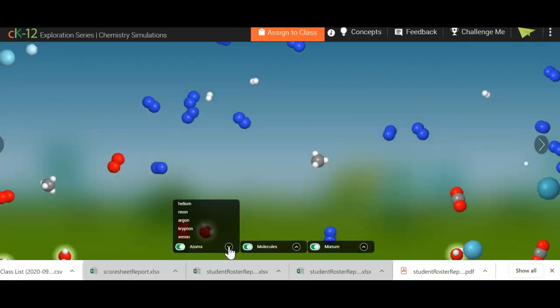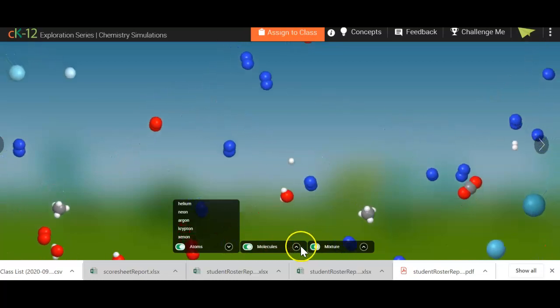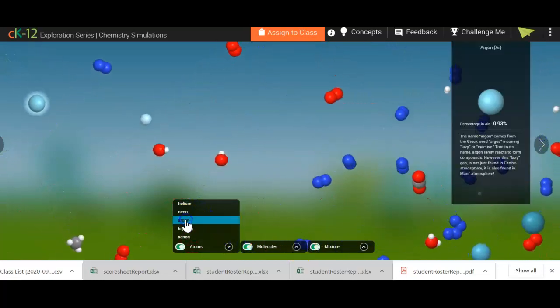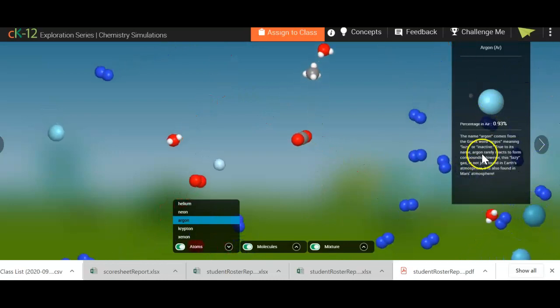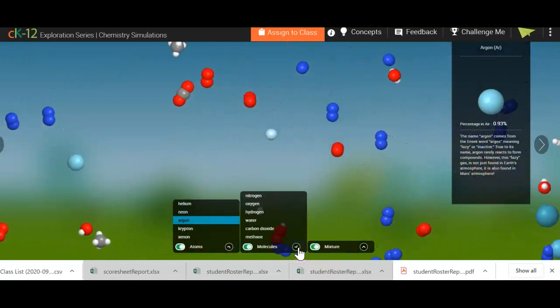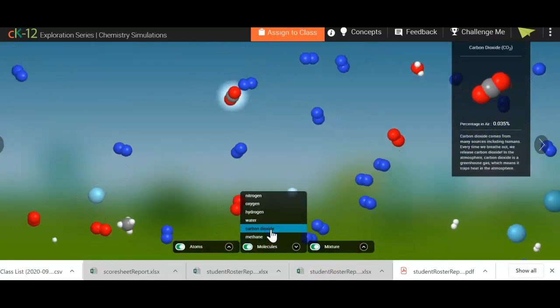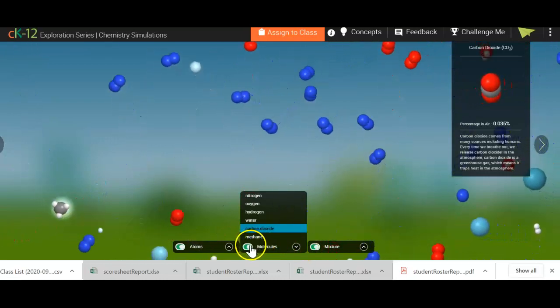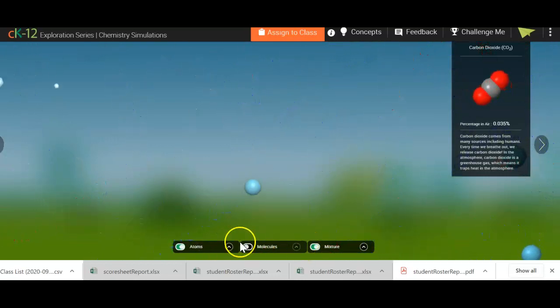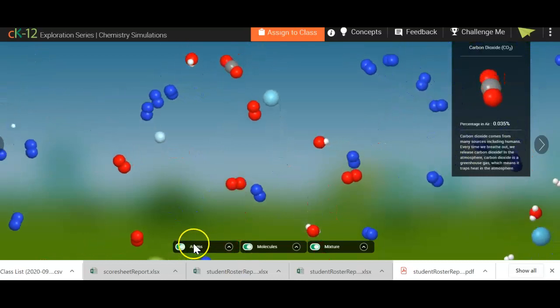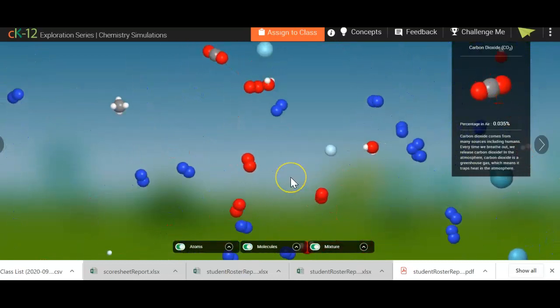Notice that you can click on these items here to identify what things are what. There's some information over here. You can do that also on these. And you can also take out items by turning off either atoms or molecules or mixture.